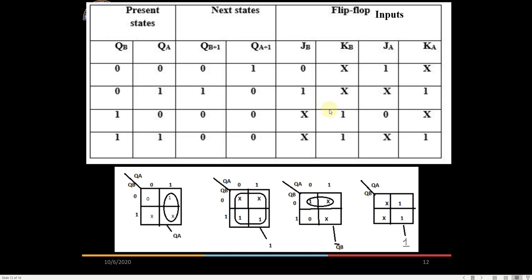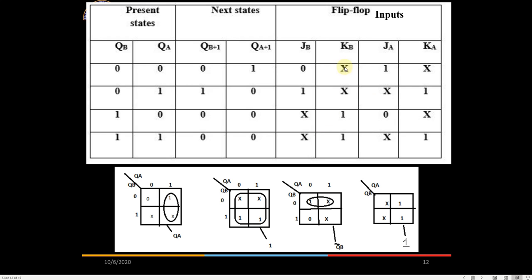Now you write all the expressions for J and K. You make 4 K maps, QA QB, QA QB, right? QA is the LSB. You are making 4 K maps, and you are deriving the expression for JB: 0 0 1 XX. So what is JB? It has come to QA now. Is it clear to anybody how JB has come to QA? Yeah. Is it clear? Okay.